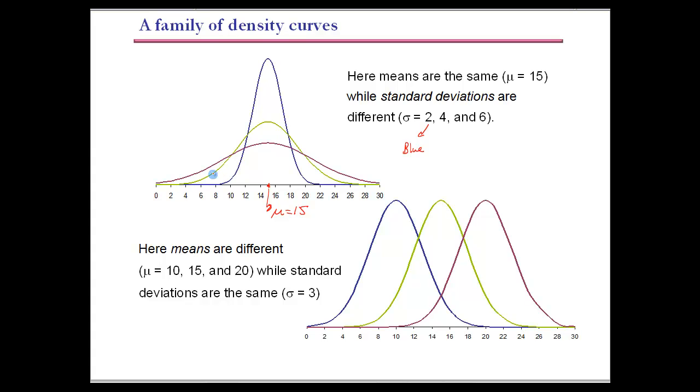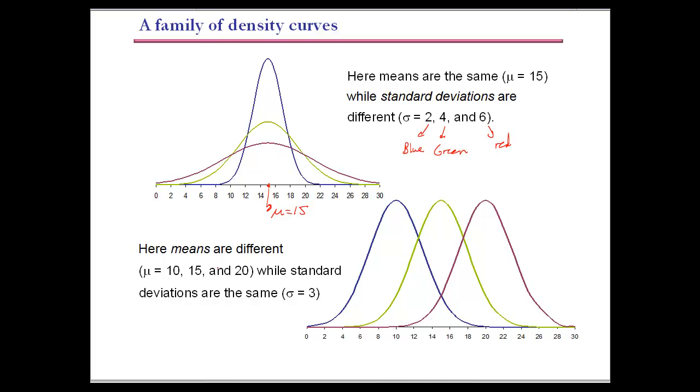The green curve also has a little more spread than the blue curve, but not quite as much as the red. So this would be our standard deviation for the green, and of course the one with the most spread here is the red curve. So again, all of these curves have the same mean and different standard deviations. So they have the same location, their centers are all at 15, but they have different amounts of spread.